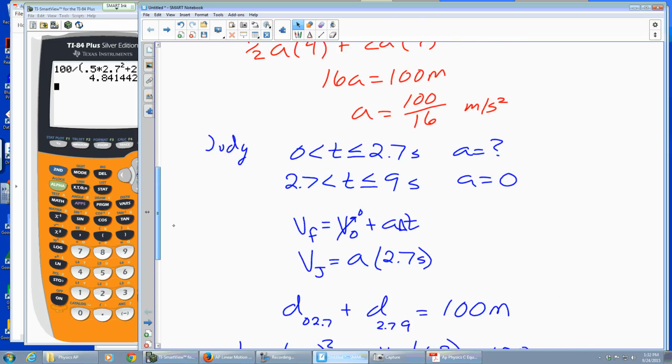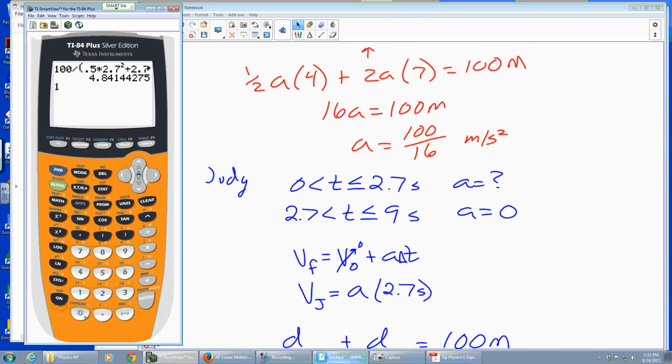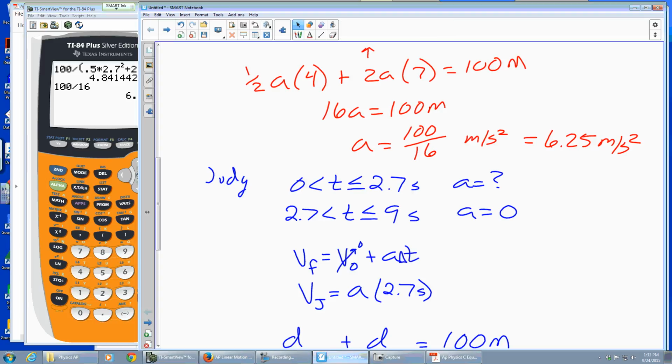Should be that's 100 over 16. So I know the value in the back of my head. 6.25. So this is 6.25 meters per second squared. How did Judy come out? Good. You got it? Good. Okay.